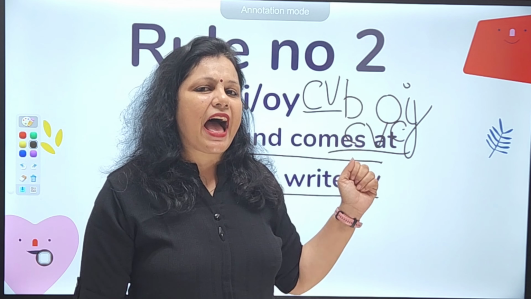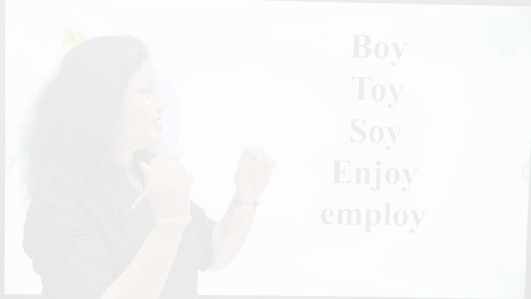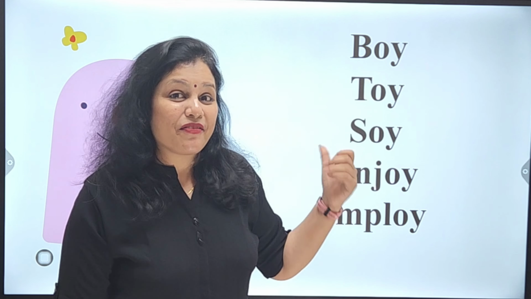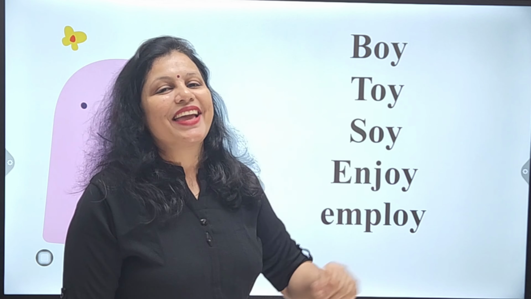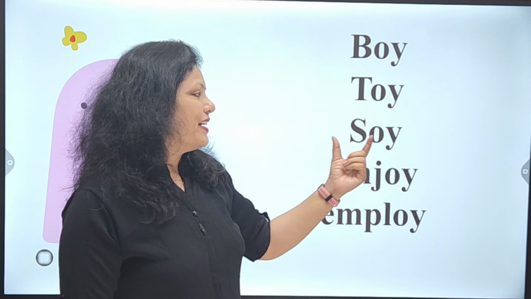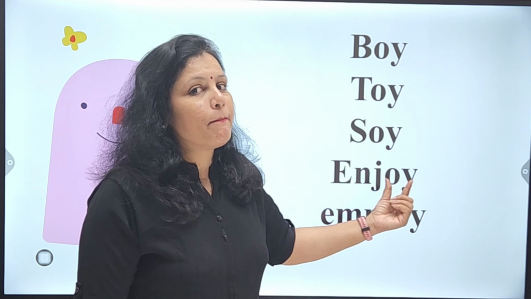So what if we have the oy sound at the end? Do you want to see the words? Let us quickly wrap up all those words. So ta-da! What are the words? Boy. So I cannot write i here. We have covered the rule, because i will never come at the end. It is very shy, and that is why y comes here. So boy, toy, soy, enjoy, employ.